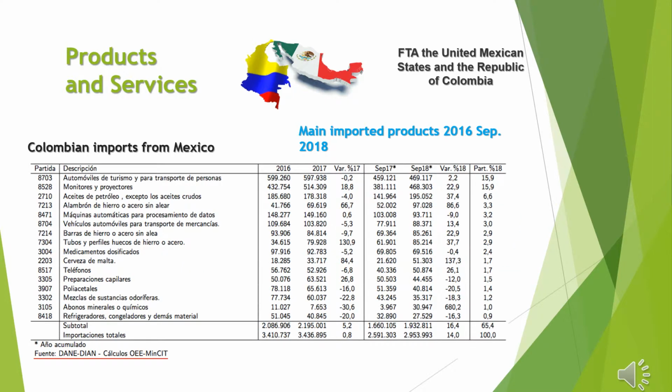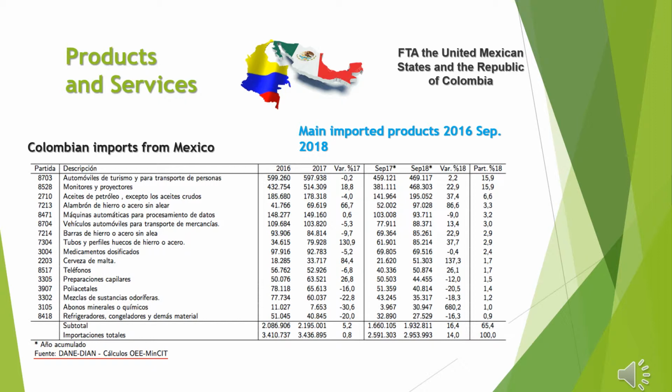Here we have the Colombian import from Mexico. These are the main products Colombia imports from Mexico. For example, the automobiles for tourism, that is, transportation of people only, like buses and vans. Here we compare from 2016 to 2018 the participation of the Colombian import from Mexico.